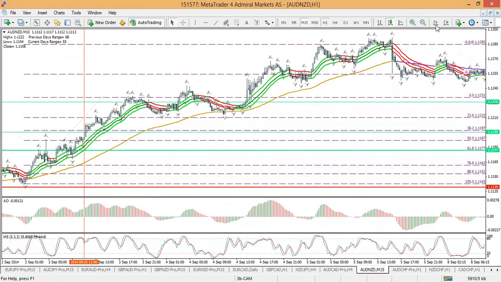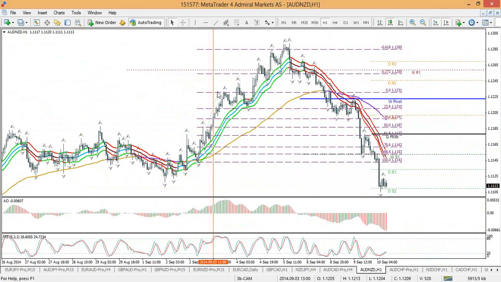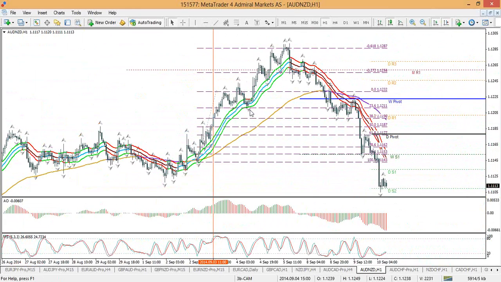Okay, let's go back. In that case, you can see the target is the minus 618 target. So if a breakout candle is here, one of the targets you really want to think about is the minus 618.